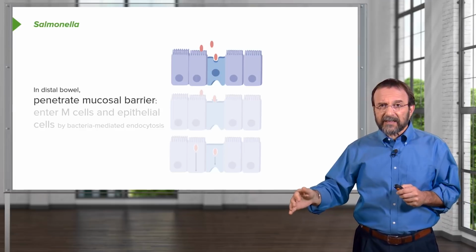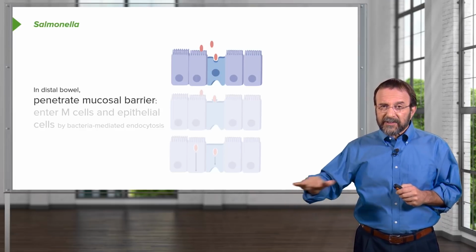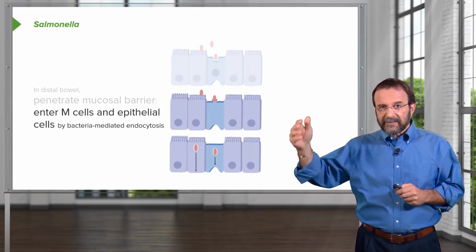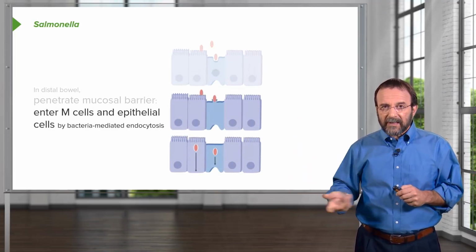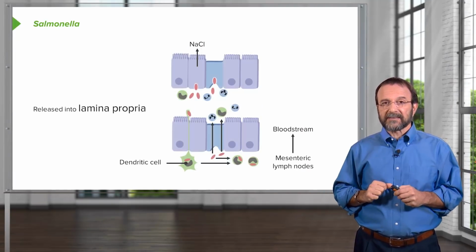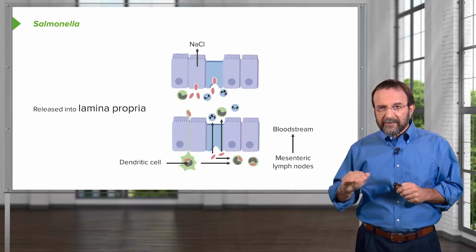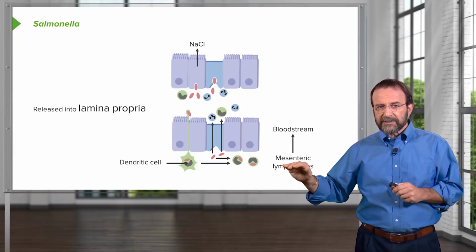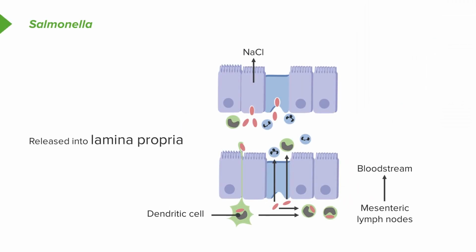The bacteria make their way to the intestine. They penetrate the mucosal barrier. They enter M cells as well as epithelial cells, and they're carried through to the underlying tissues by endocytic processes. Bacteria make their way to the lamina propria, which is, again, that space underlying the epithelial sheet. In the process, sodium chloride imbalance is introduced, so that diarrhea results. And the bacteria then spread from the underlying spaces to the bloodstream.